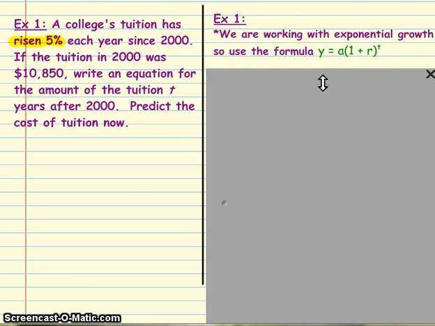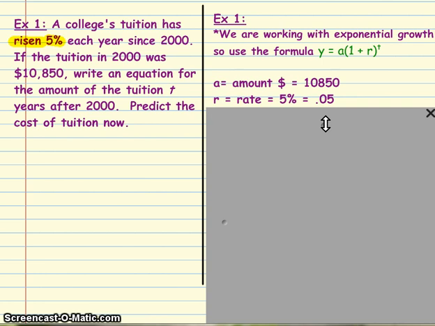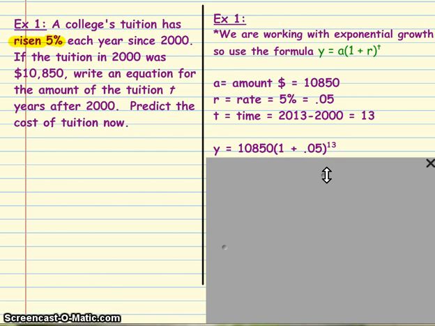Well, let's figure out what our variables represent. A equals the amount of money, and that's $10,850. R is the rate, which it says 5%, and we want to write this as a decimal, so 0.05. And t is the amount of time in years, and right now it's 2013, so this started in the year 2000, so it has been 13 years, so that will represent our t. So we go ahead and substitute our numbers into the equation. We get y equals 10,850 times the quantity of 1 plus 0.05 to the 13th power.